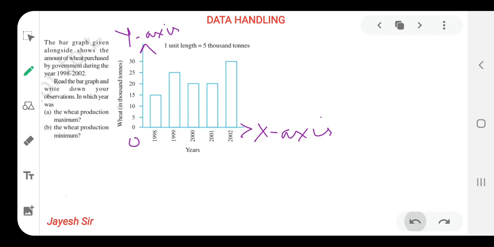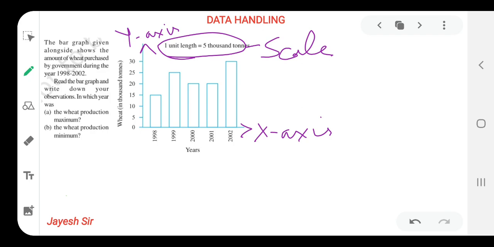Again, I am going to remind you, this is the x-axis and this is the y-axis, and the thing that is written over here is called the scale. What is it called? Scale. Scale equals 1 unit equals 5000 tons. That is to be written over here. That means the weight here is given in thousands and in tons. I hope you are getting it.